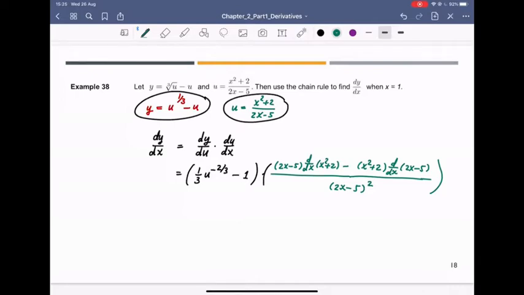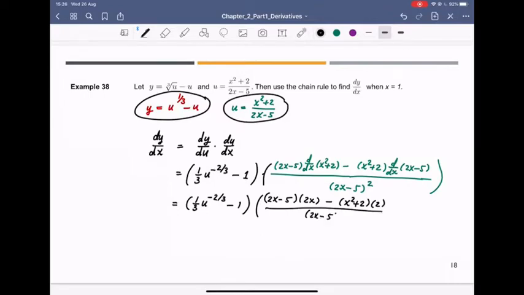You can. If you feel like this thing that I just boxed in purple here, you can differentiate easily, you can just say it is 2x, fine. But I go slow here because this is our first example. So 1/3 u to the negative 2/3 minus 1. And then I am going to differentiate that thing. So I have 2x minus 5 times 2x minus x squared plus 2 times 2, over 2x minus 5 squared.